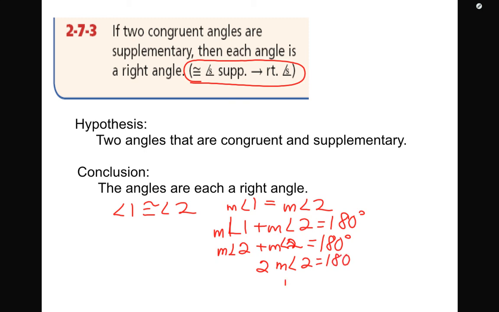So when you divide, measure of angle 2 is 90. 90 degrees is a right angle. And we could do the very same thing instead of substituting for angle 1. We could substitute for angle 2. So instead of angle 2, we could put angle 1. And in the same way, we get angle 1 to be 90 degrees. So again, the step-by-step is what a proof is going to be like. We need to have each step along the way.